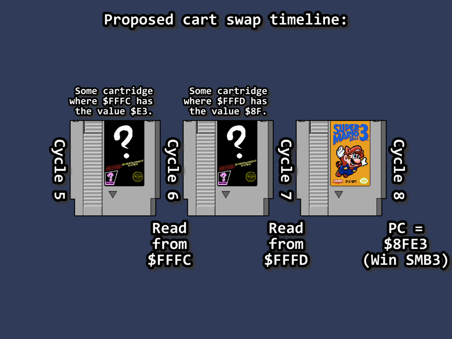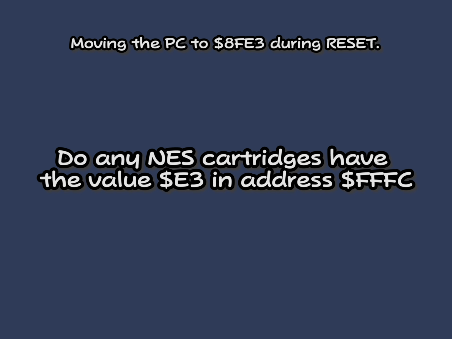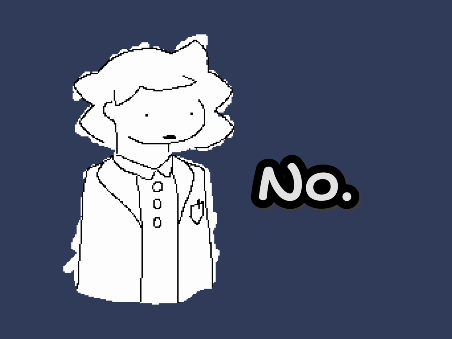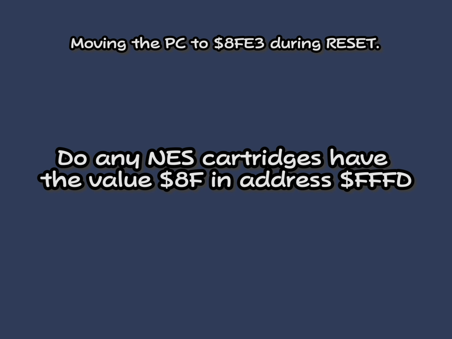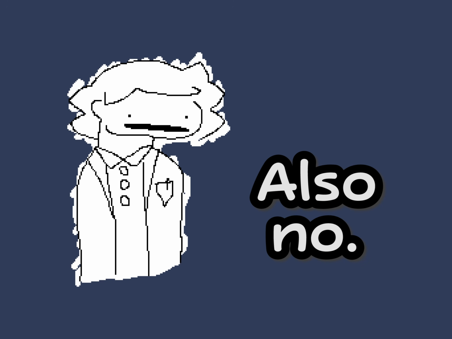If we were to use Intercycle Cartridge Swapping to beat Super Mario Bros. 3, all we would need to do is find an officially licensed NES cartridge with the value of E3 in address FFFC, then between Cycle 6 and 7, swap to a different officially licensed NES cartridge with the value of 8F in address FFFD. So, do any NES cartridges have the value we need in address FFFC? No. Are there any cartridges with the value of 8F in address FFFD? Also no. And with that, we need to make a plan B.